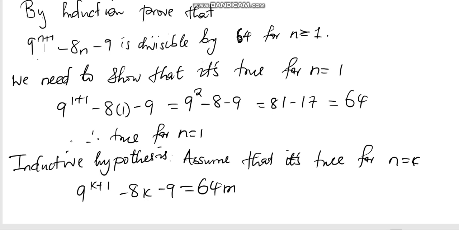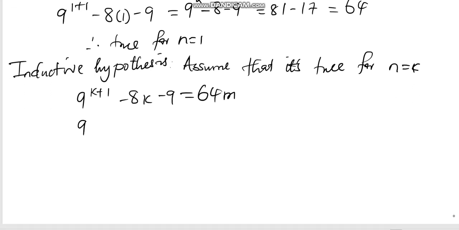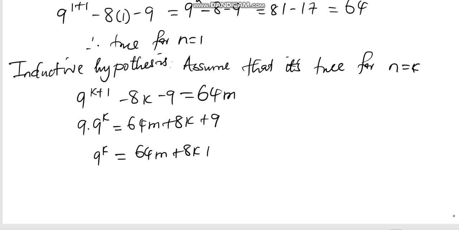Okay, so now here we try to make 9 to the power k the subject. We know that if powers are being added, then the base is the same, it's just that the powers are different. So we simply have 9 multiplied by 9 to the power k is equal to, taking everything the other side, 64m plus 8k plus 9. Then we divide both sides by 9, so 9 to the power k is equal to 64m plus 8k plus 9, all divided by 9. Okay, so we go to the next step now.